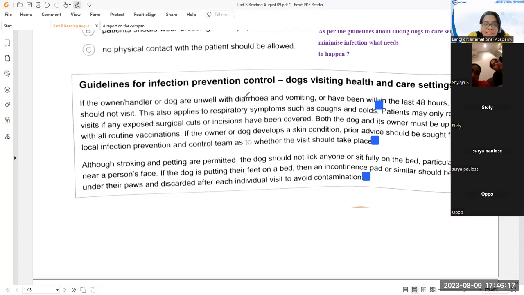Okay, this is a different extract. We have never got such an extract. Go through it, all of you. So it's basically allowing a dog or its handler to visit a hospital setting. All of you go through it.